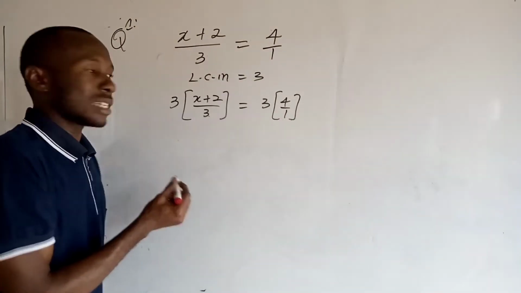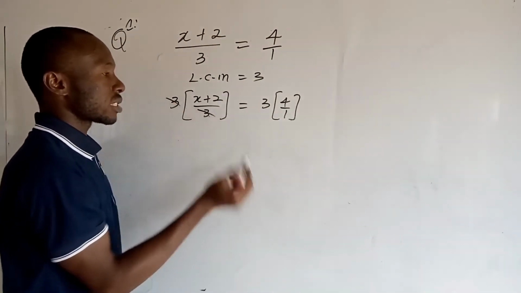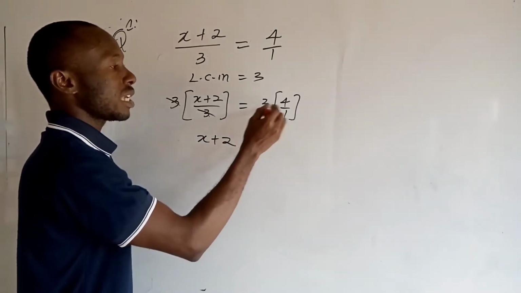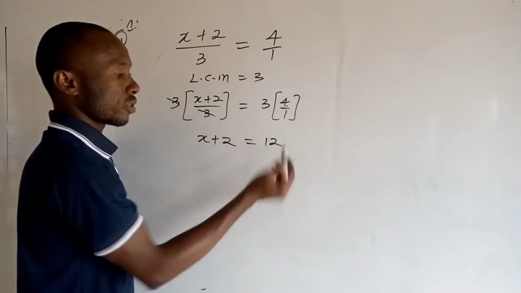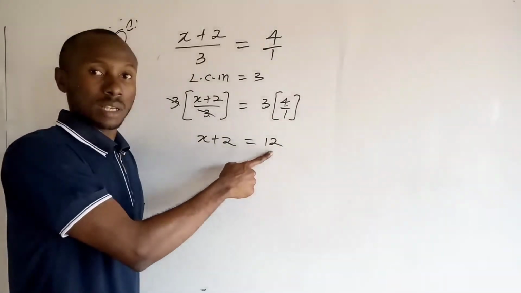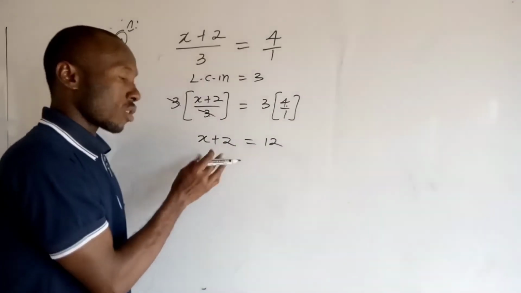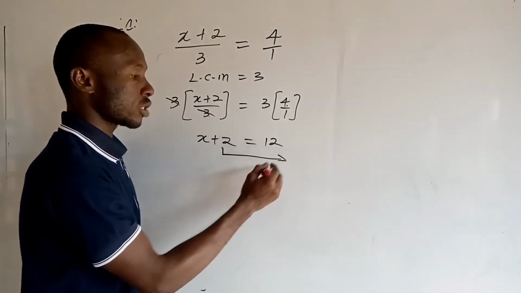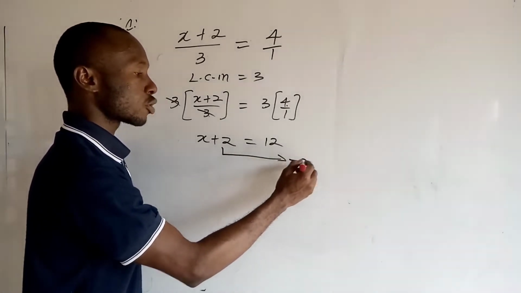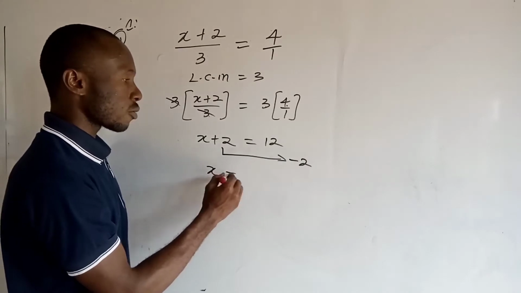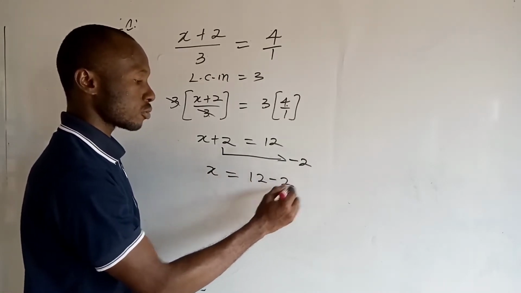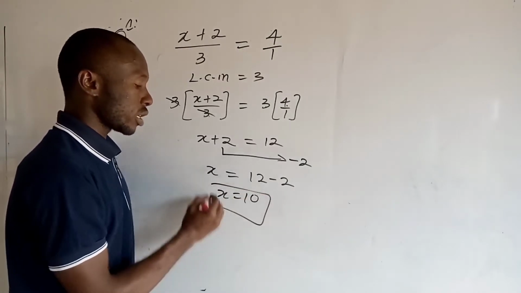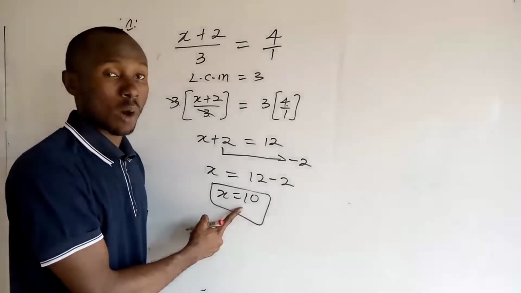The idea is that this 3 will cancel out this 3, and we are left with x plus 2 is equal to 3 times 4 is 12. 12 over 1 is still the same as 12. Now the next thing is to collect like terms. So I want to take plus 2 to the other side of the equation, and it becomes minus 2. So I have x is equal to 12 minus 2, and 12 minus 2 is 10. So this is the solution to question number 1.